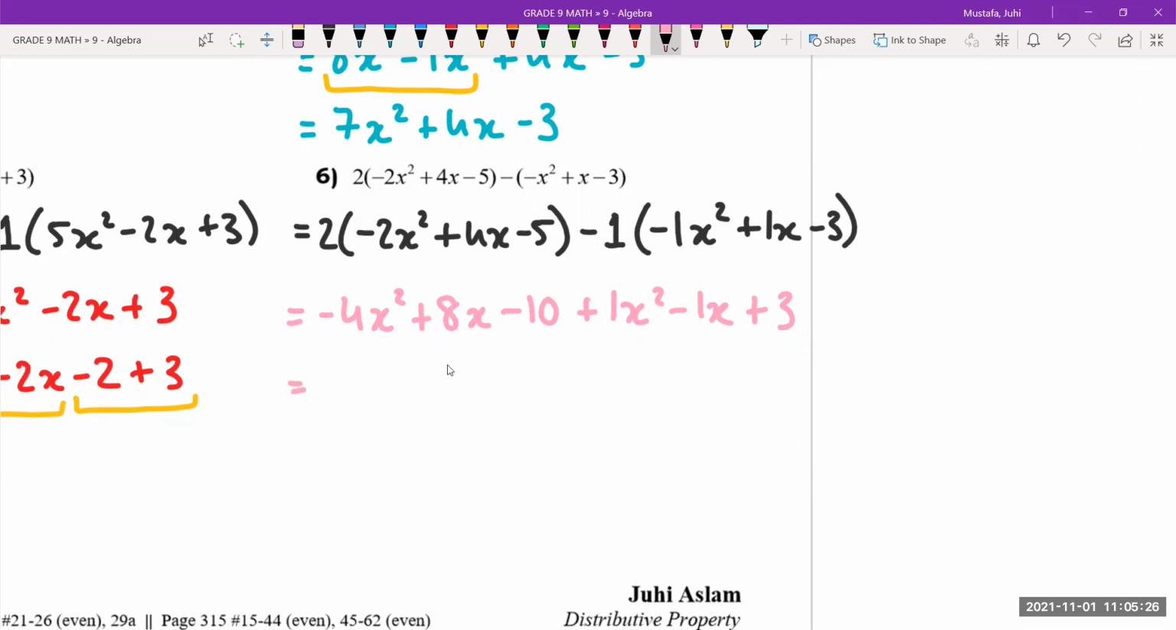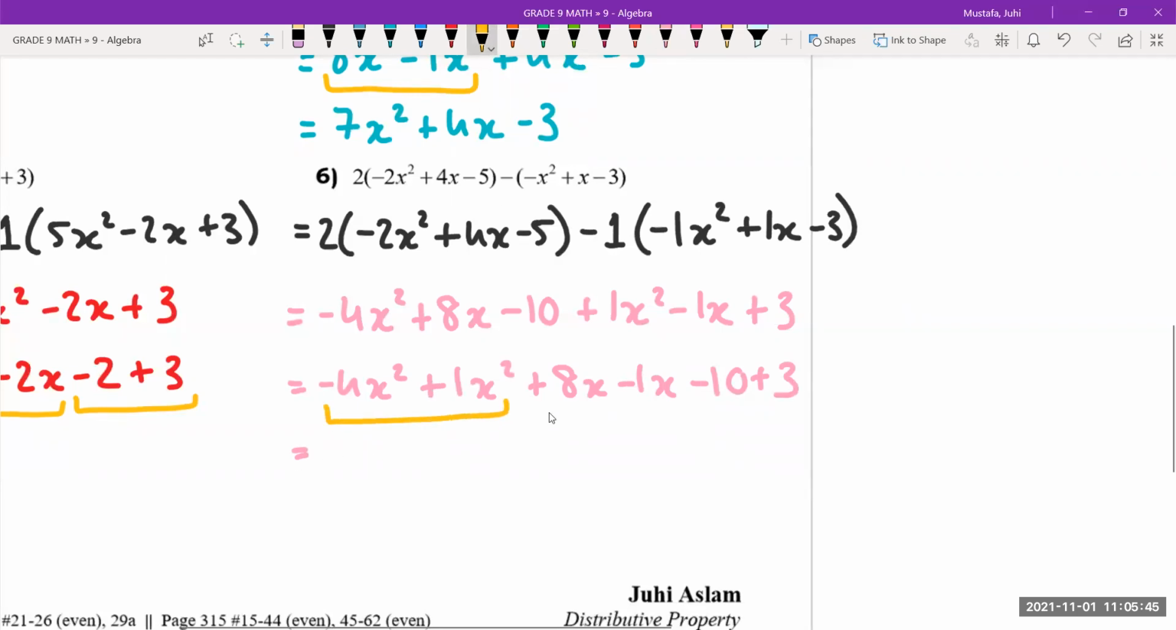So put all the x squareds together, the x's and the constants. Sirsha? Yeah. Good. Excellent. So we put our x squareds together, we put our x's together, and then we put our constants together.